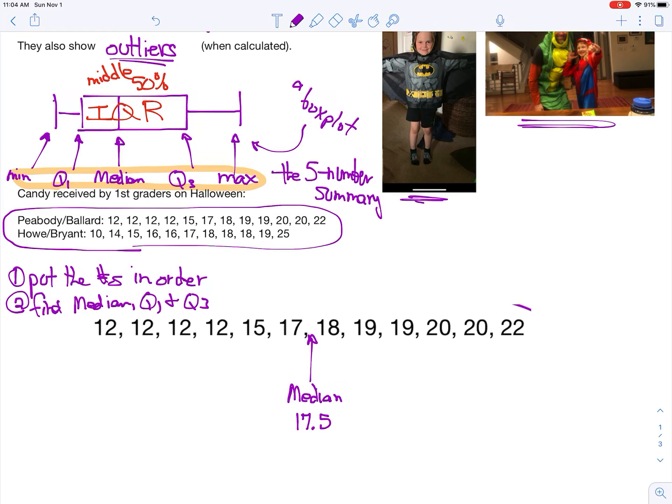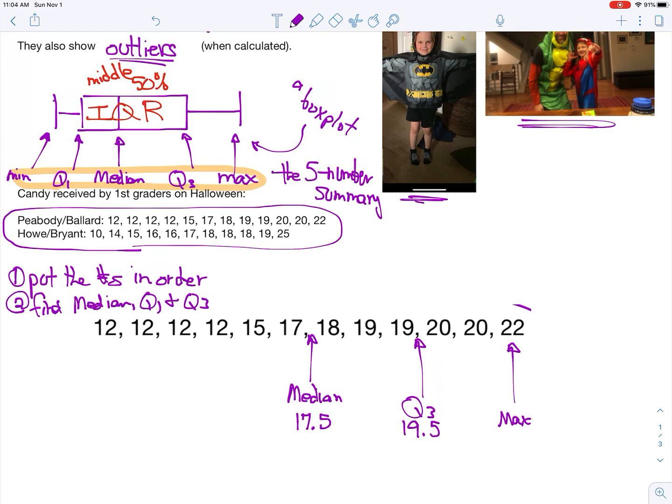And now I work to the left and to the right. Let's go to the right, I take this set of numbers here, and I find really the median of them. So between 18, 19, 19, 20, 20, and 22, my quartile 3 is in between 19 and 20, 19.5. And it looks like 22 is my maximum so far.